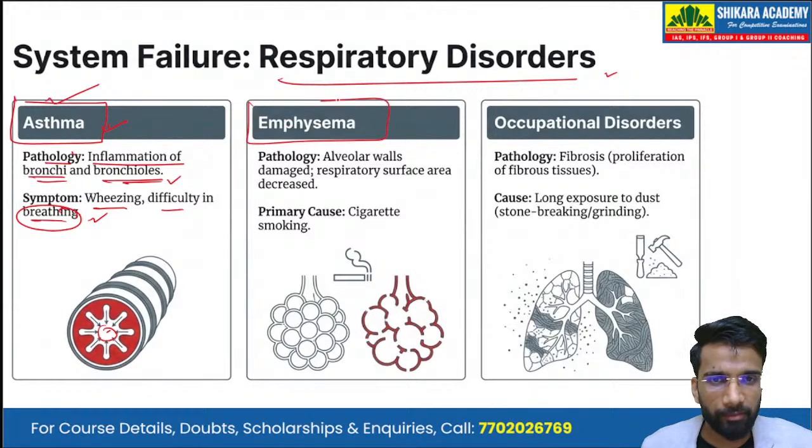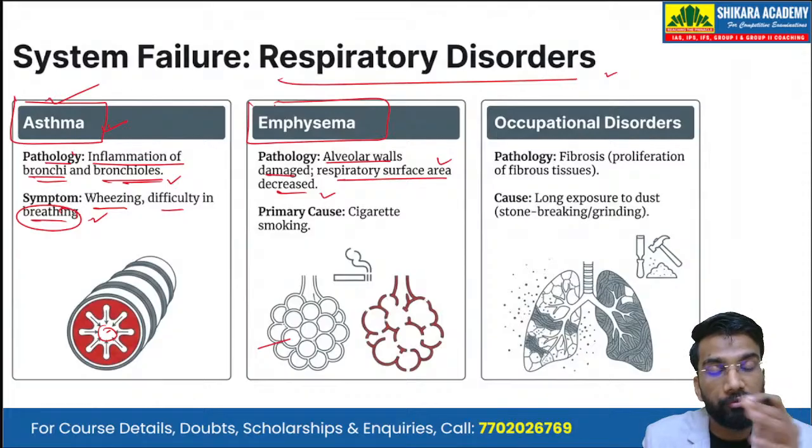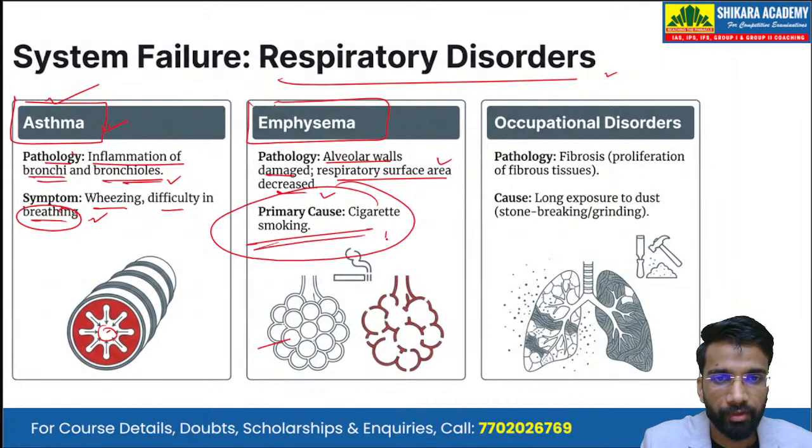Then there is emphysema, in which the alveolar walls are damaged. Alveoli are small sacs, and their walls get damaged. Because of that, the respiratory surface area that should have been available for exchange of gases has decreased, and its primary cause is cigarette smoking. So when we say that smoking kills, that's the reason behind it.